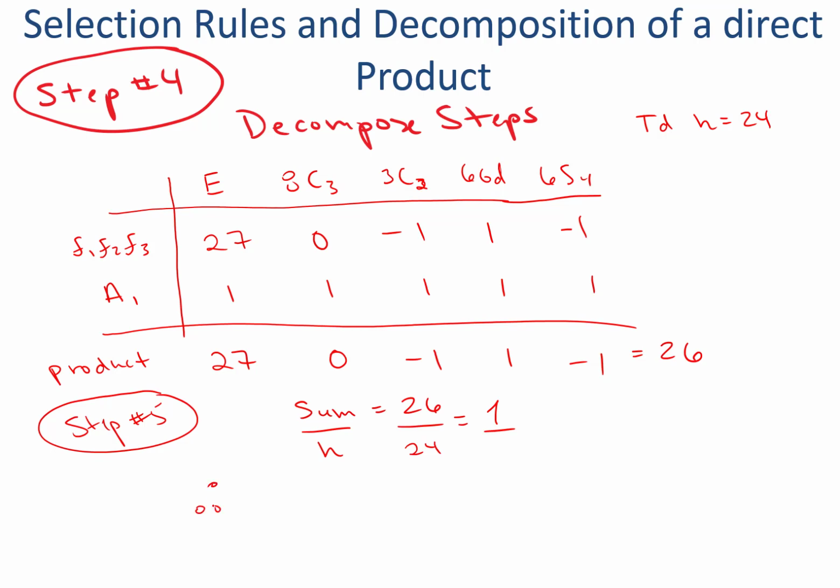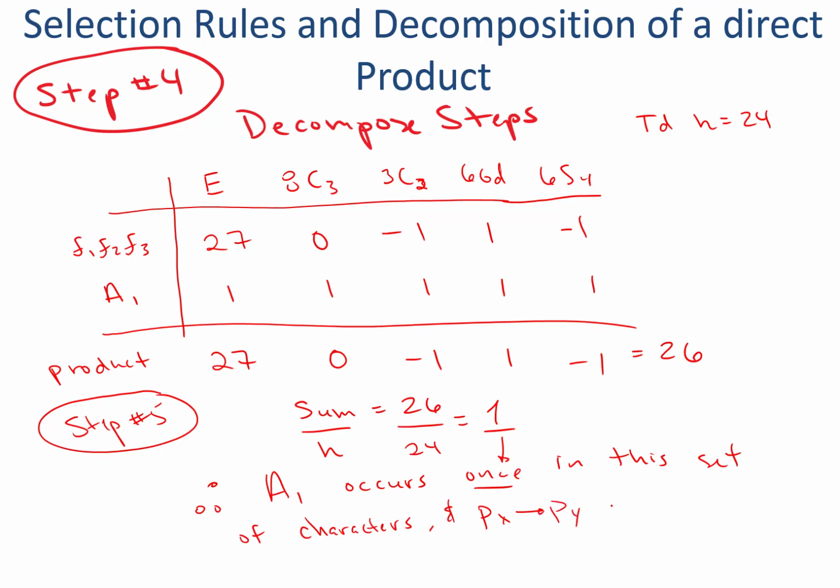In this particular case, A1 occurs once, we get that value from right here, once in the set of characters, and therefore the px, py transition is allowed. Now let's make sure that this process is well understood because we may be seeing this in the upcoming exam.